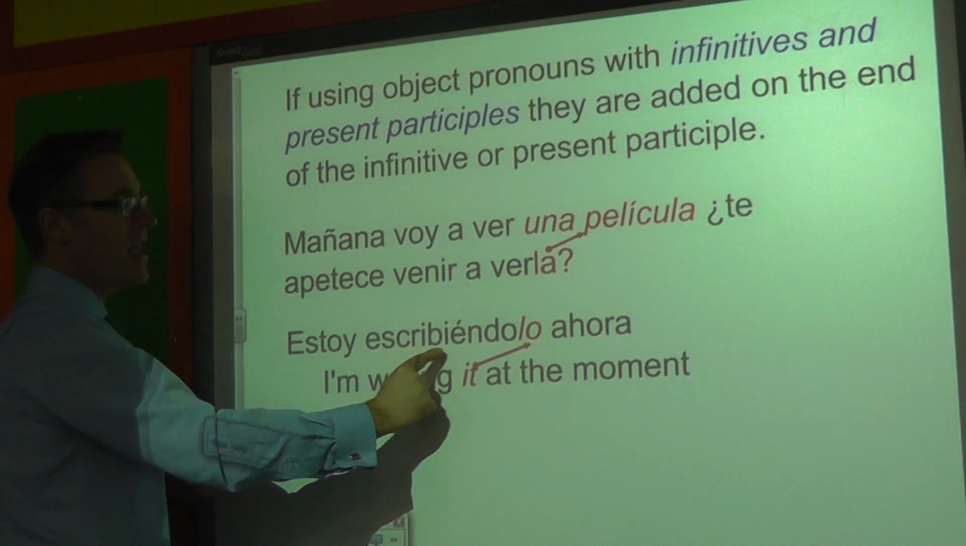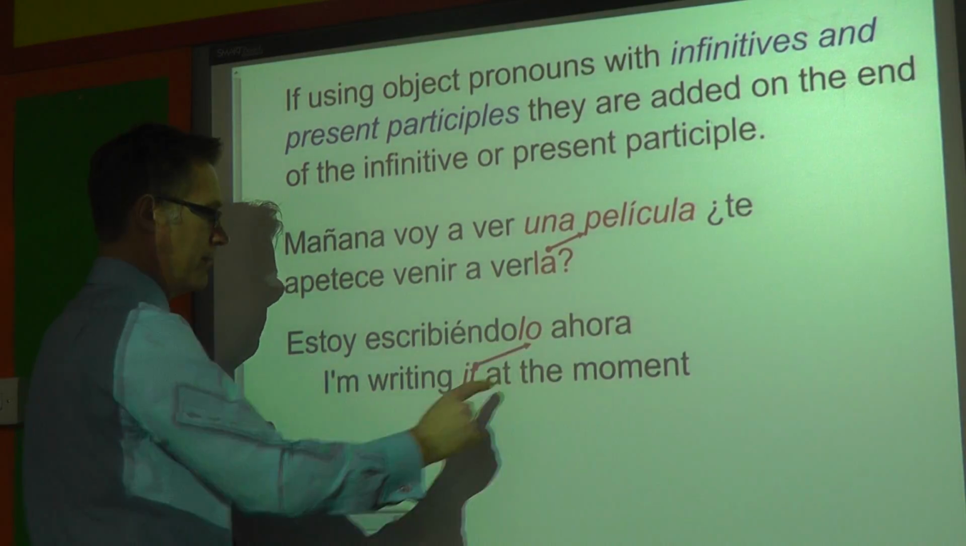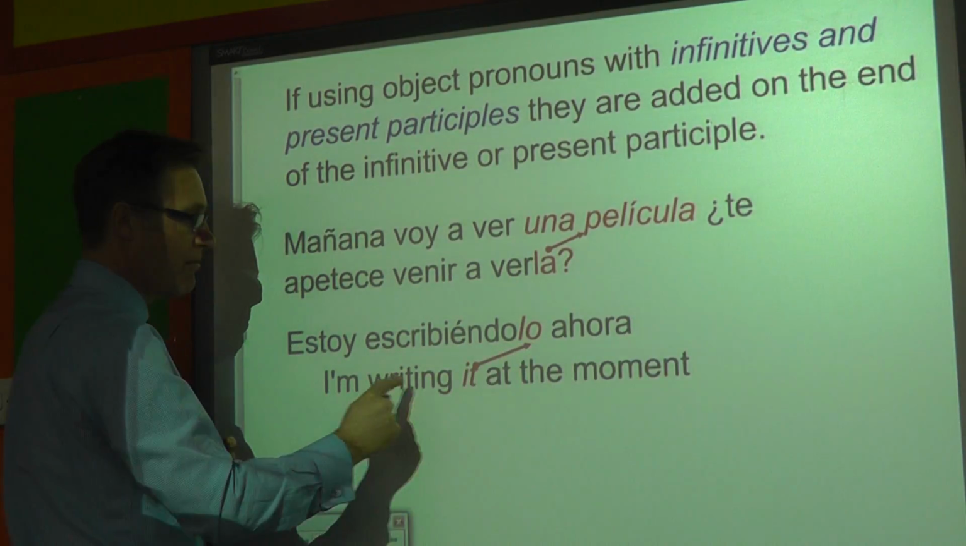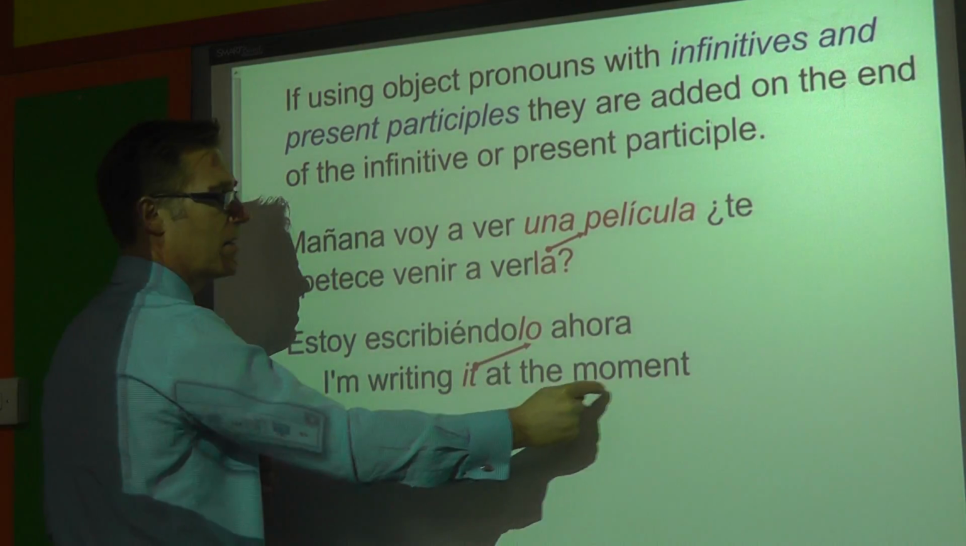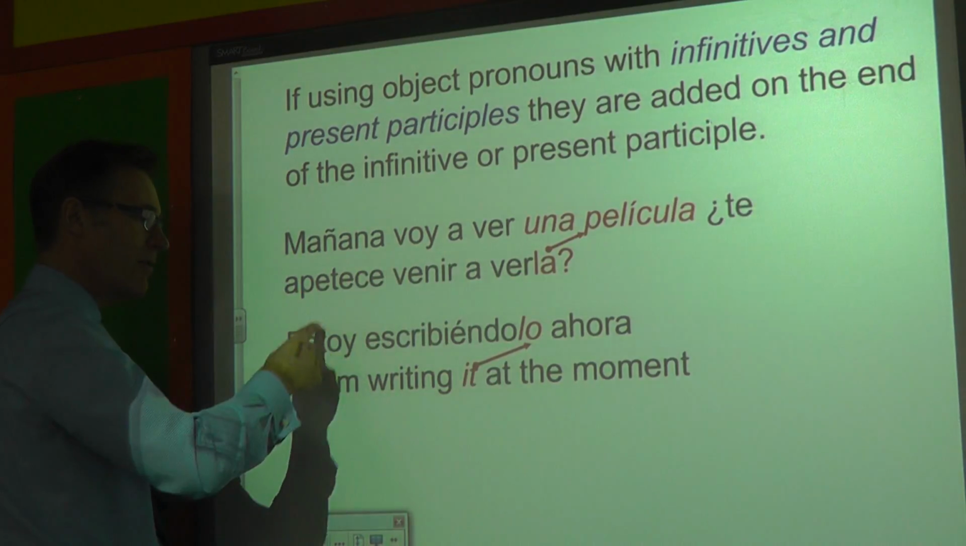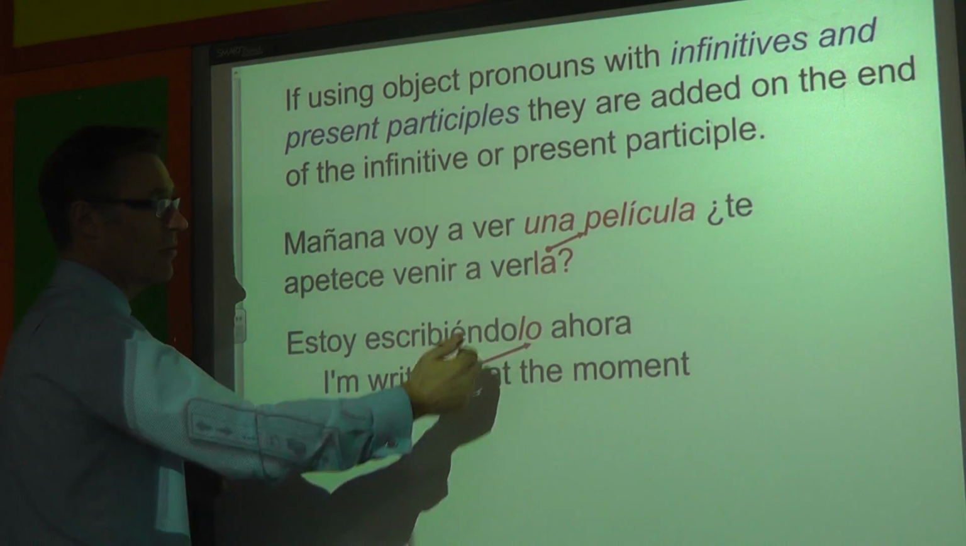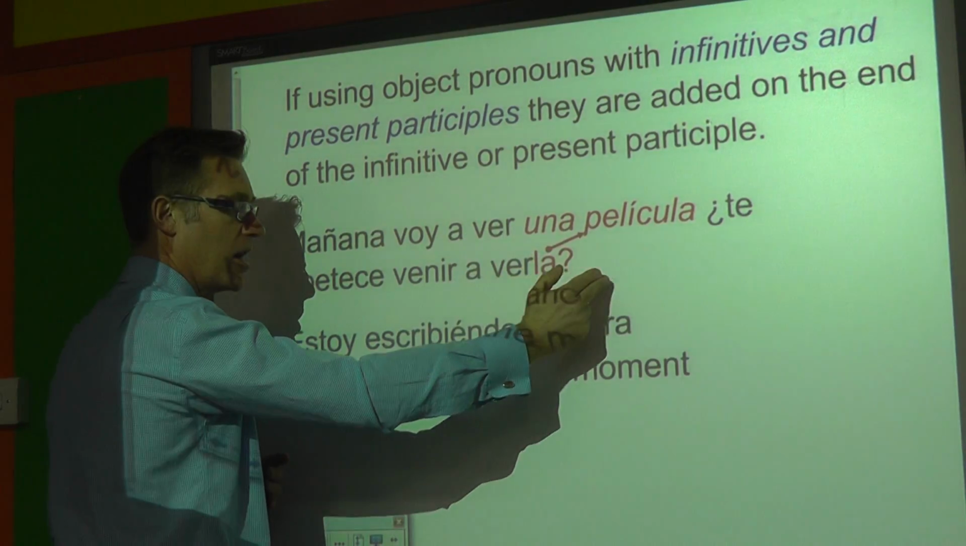Estoy escribiéndolo ahora. I'm writing it at the moment. So instead of going before the verb, when we have a present participle or an infinitive, it comes after the verb.